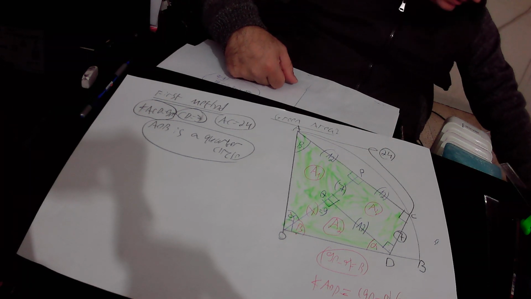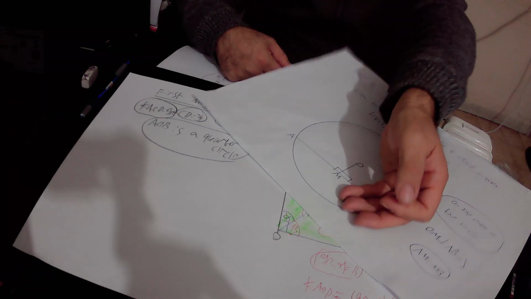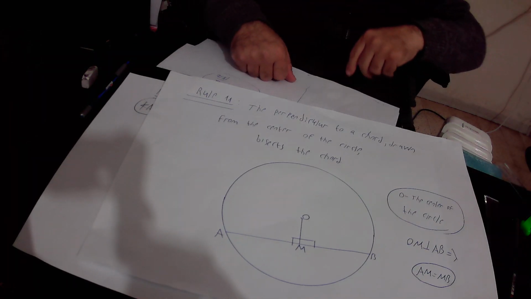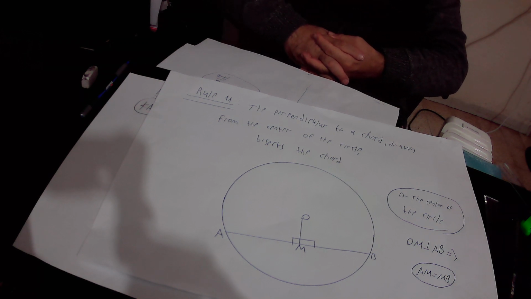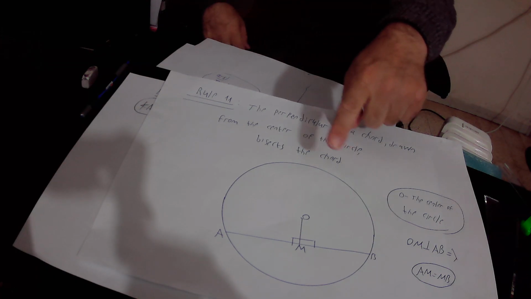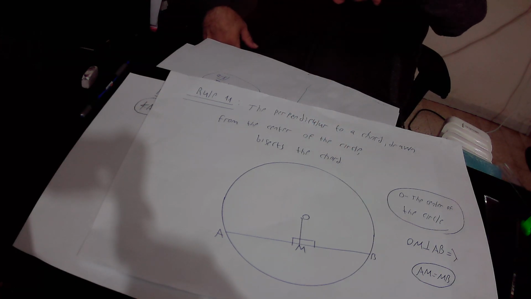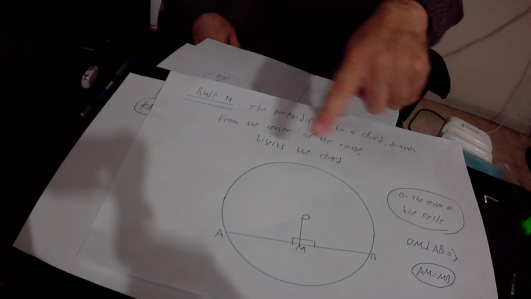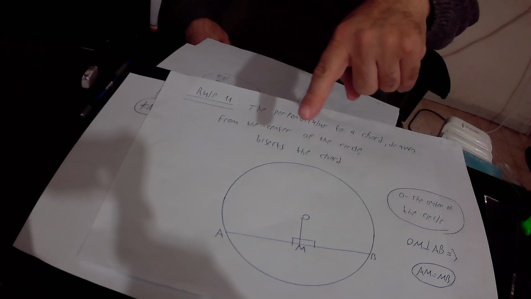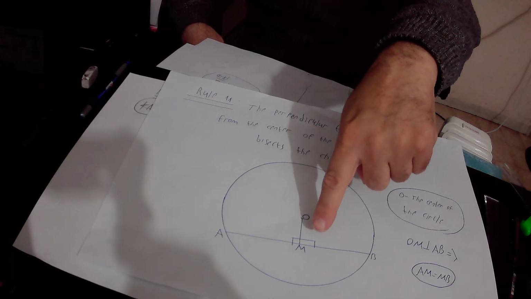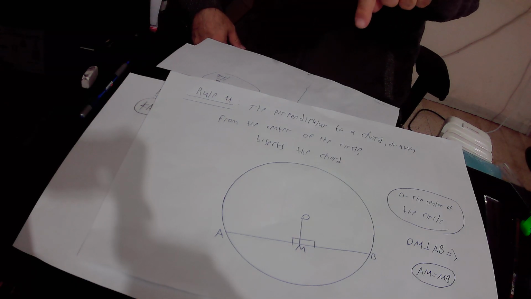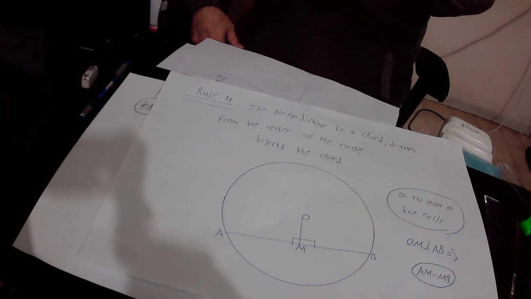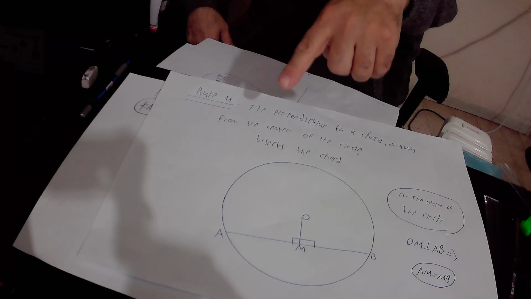And here we have rule number 11. According to rule number 11, the perpendicular to a chord drawn from the center of the circle bisects the chord. Point O is the center of the circle. From point O, we draw perpendicular OM on chord AB. That is to say, this angle equals 90 degrees and this angle equals 90 degrees according to our construction. According to this rule number 11, the perpendicular OM is not only perpendicular to AB, but it also bisects chord AB. That is to say, AM equals MB.